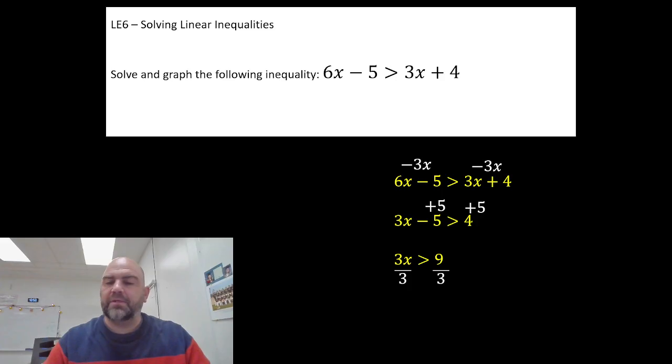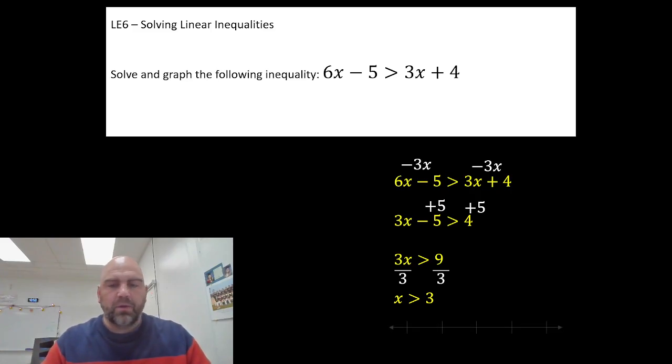And then our last step is to divide by 3. This is going to cancel out the 3 on the left-hand side. It's not 0, it's 1. And on the right-hand side, we're going to get 3. So we're going to get 1x, because those 3's cancel out, is greater than positive 3. So this is a way of solving and coming up with our answer.